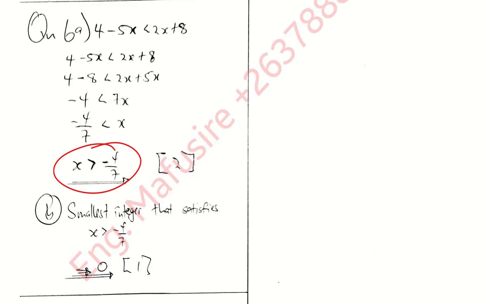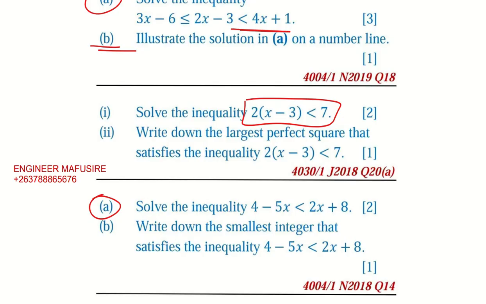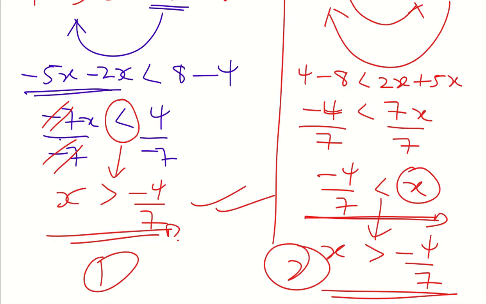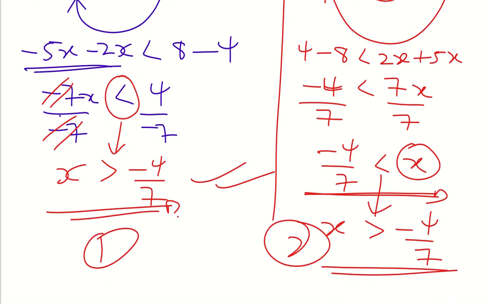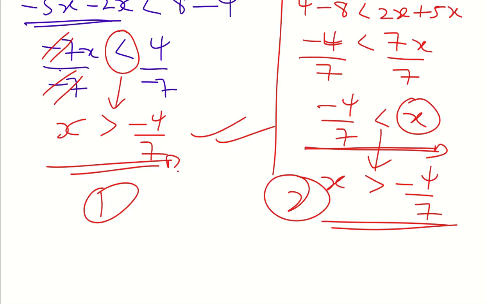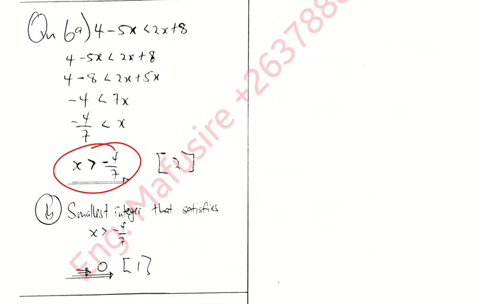Now we are asked for the smallest integer that satisfies this inequality, x greater than negative 4 over 7. The smallest integer that is greater than negative 4 over 7, the first integer appearing after a negative number, is 0. So 0 will be taken as our final answer.